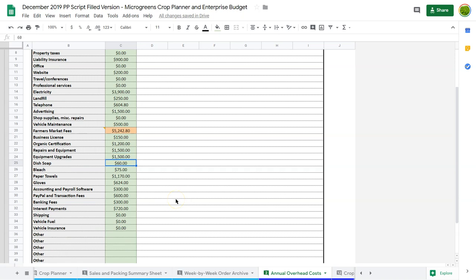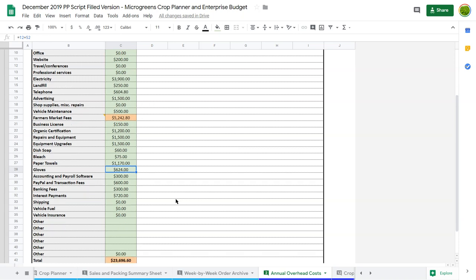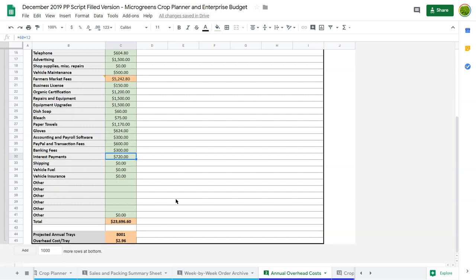And then things like soap and bleach and paper towels and gloves, there's just all these things, our software that we use and our fees that we pay, interest if you've got a loan out. So lots and lots of things to consider.